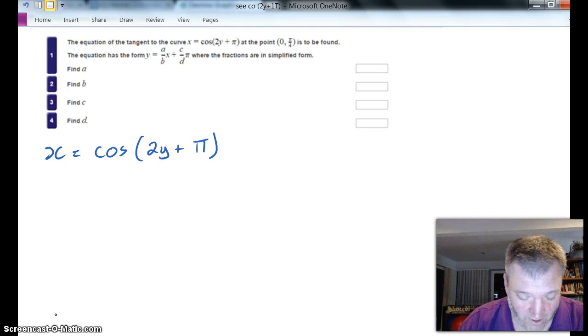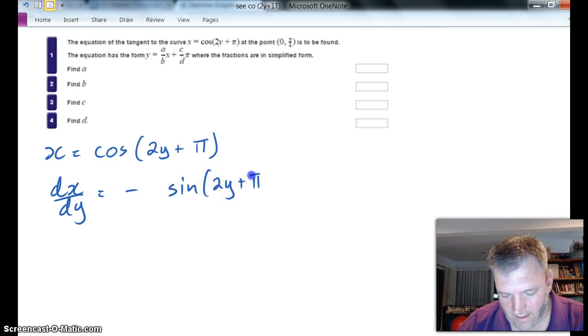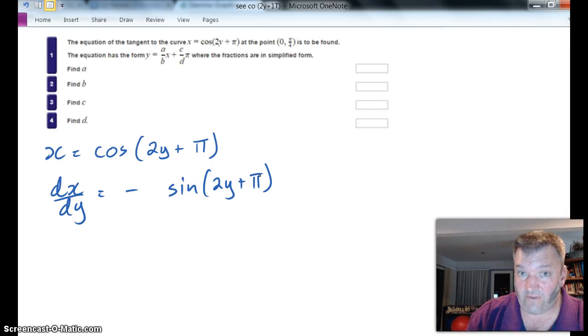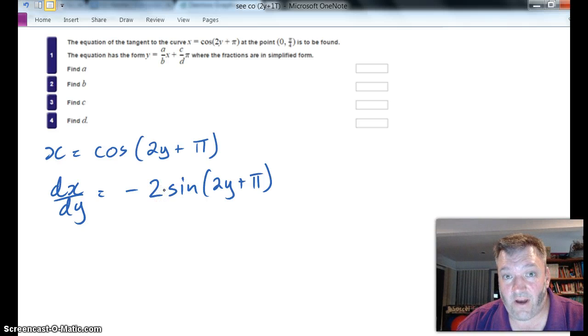We've got the cosine of 2y plus pi. dx/dy, the derivative of cosine of anything, is negative sine of that thing, so we've got negative sine of 2y plus pi, and of course we've got to do the derivative of the inside brackets with our chain rule, so the derivative of 2y is 2: negative 2 sine of 2y plus pi.